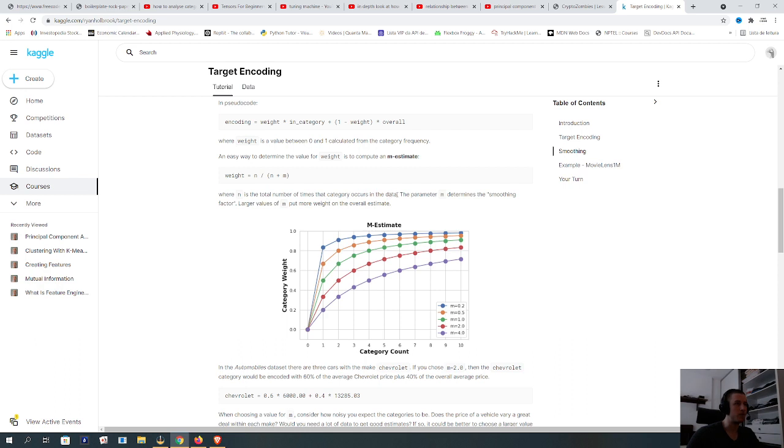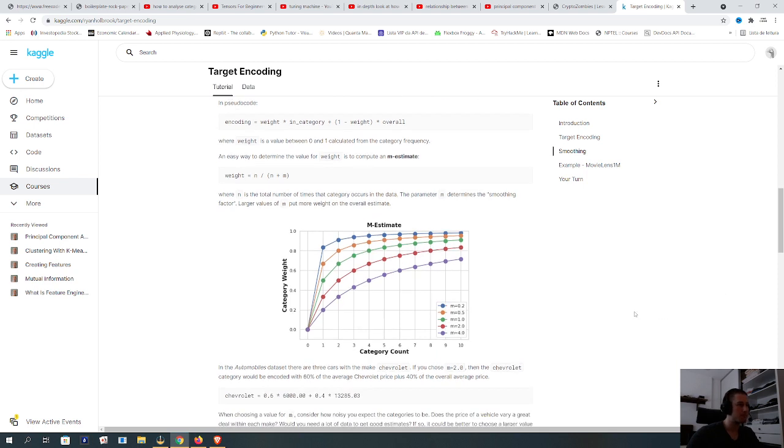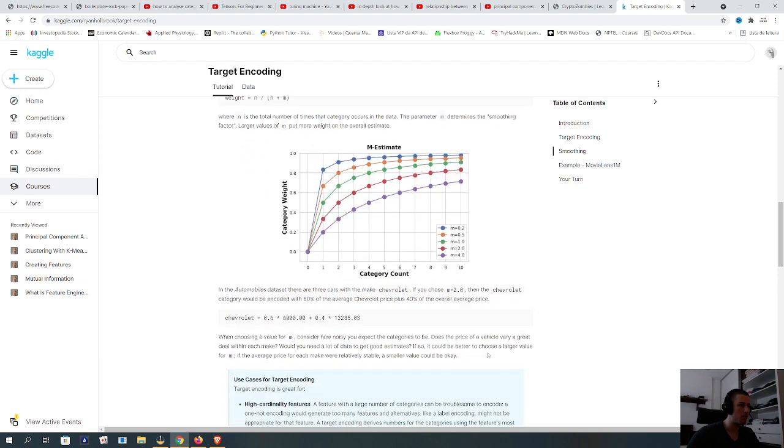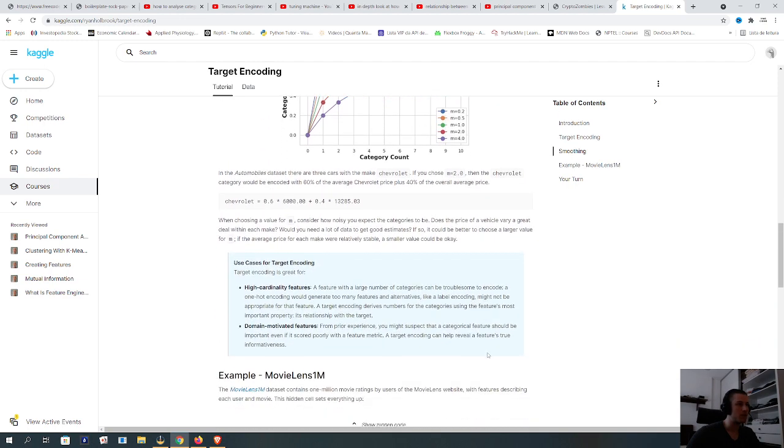The parameter m determines the smoothing factor. Larger values of m put more weight on the overall estimate. Category weight, category count. In the automobiles dataset, there are 3 cars with the make Chevrolet. If we chose m equals 2, then the Chevrolet category would be encoded with 60% of the average Chevrolet price, plus 40% of the overall average price.